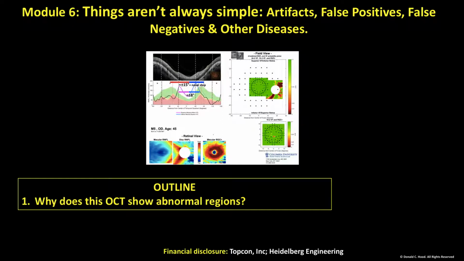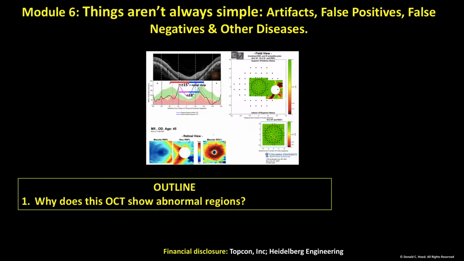Welcome. This is Module 6. Up to this point, the examples I've been showing you have been relatively clear cases of glaucomatous damage. In this module, we're going to confront the fact that things aren't always simple.